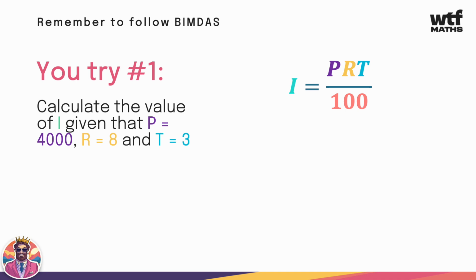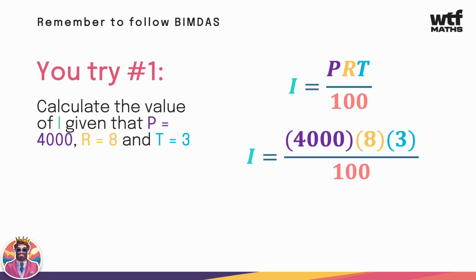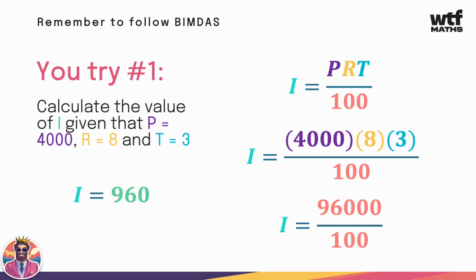Alrighty, so what we're going to do is, nice and quick, we're going to substitute the numbers we know in. So we know that P is 4,000, we know that R was 8, and T was 3. So it's 4,000 times 8 times 3. If you times it all together, you get 96,000. Now that's over 100, so 96,000 divided by 100, we're just going to take off 2 zeros from the top. We end up with 960. So 960 was the answer we were looking for there.